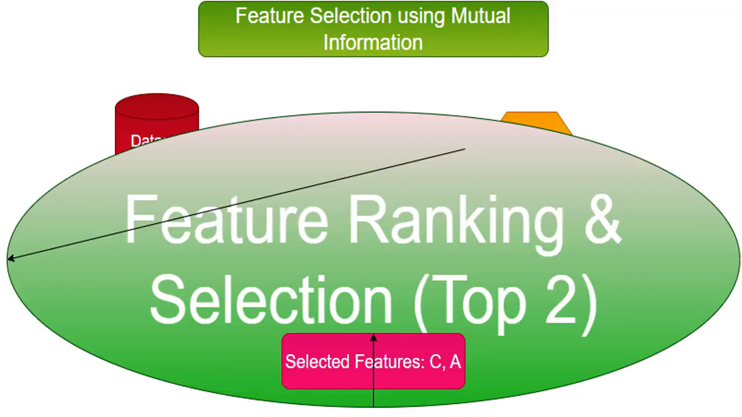Based on the scores, I need to choose the two features that are most informative about my target variable. I do this simply by sorting the features in order from highest score to lowest score and picking the top two. It's like choosing the two most helpful clues to solve a mystery.